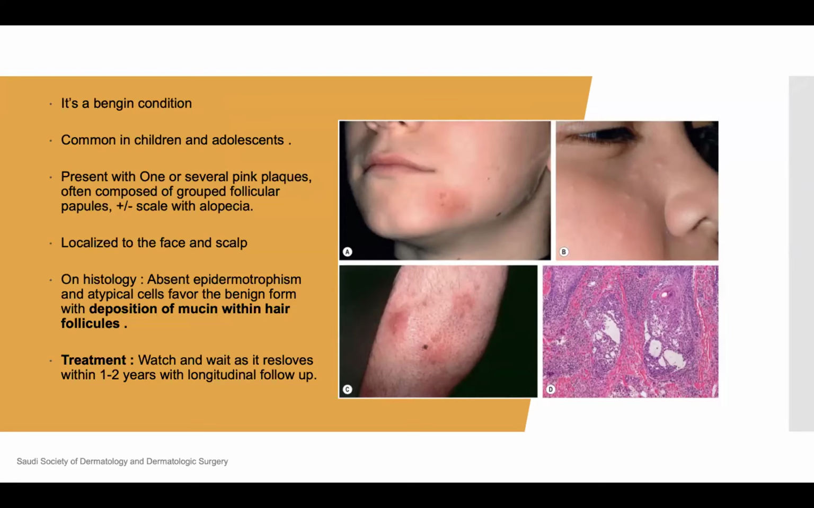In the pathology, we find only increased deposition of mucin within the hair follicle. No epidermotropism and no atypical cells can be found. Treatment is watch and wait, as it will resolve within 1 to 2 years, with longitudinal follow-up just to exclude that it is secondary and not associated with CTCL or MF.